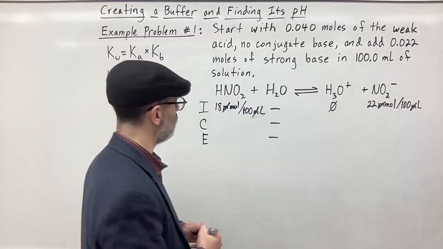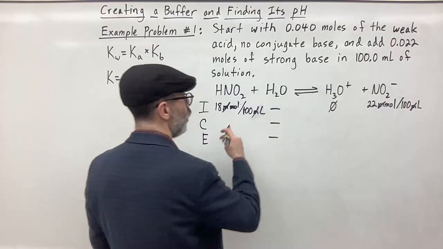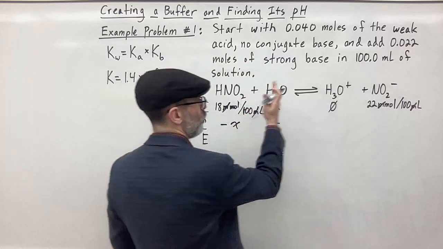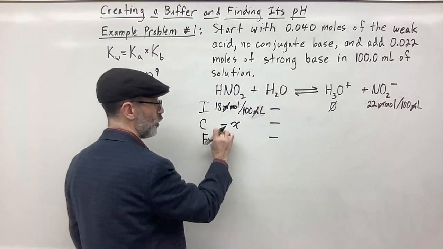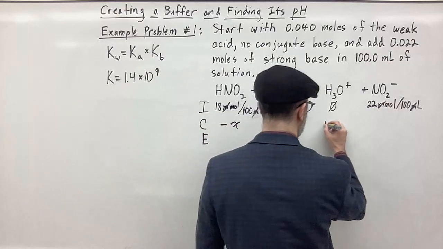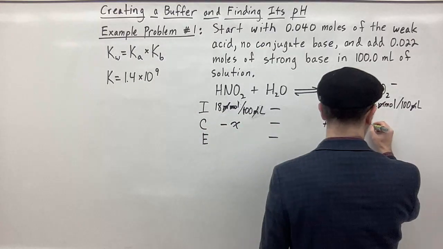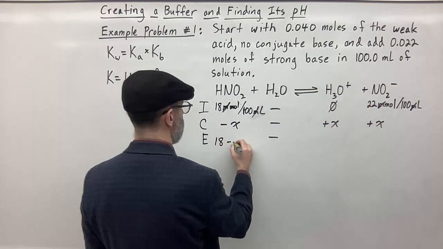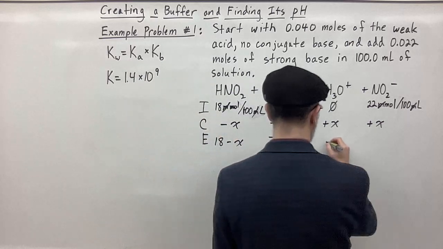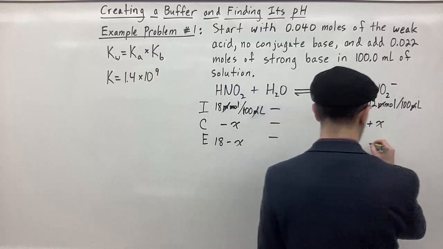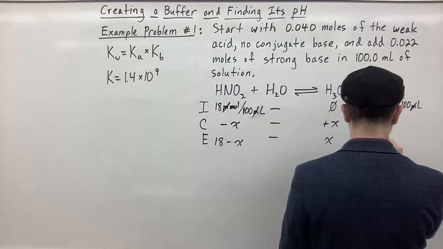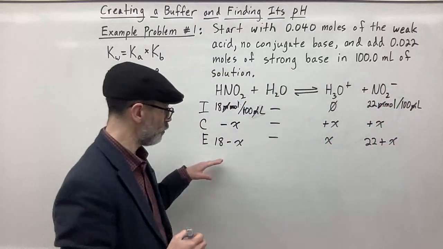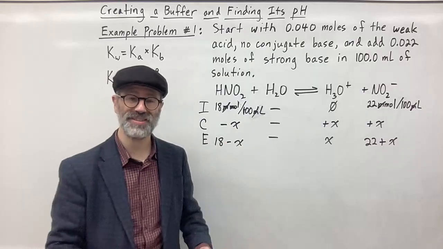Okay, so for the change, we're going to lose an X amount here, and it's all a 1-to-1 ratio, so it's 1X. We're going to lose 1X here, and we're going to gain an X amount here and an X amount here. So that means we're going to have 18 minus X here, X for the final amount of hydronium, and 22 plus X here. Now we have our equilibrium concentration expressions in terms of X.